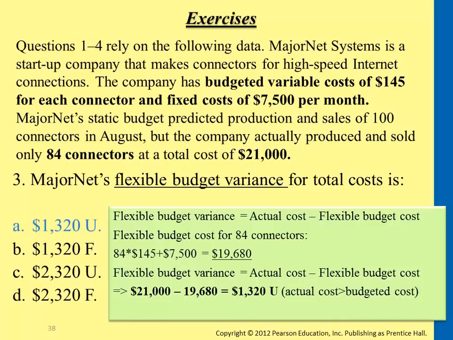You got the 19,680 from the previous problem already, budgeted cost, the first problem. So flexible budget variance will be the difference between flexible budget and the actual results, the total cost. Okay, so just use 21,000 minus what you got in the first problem. And since the cost is more than what flexible budget shows, we're spending more in reality, so it's considered unfavorable.